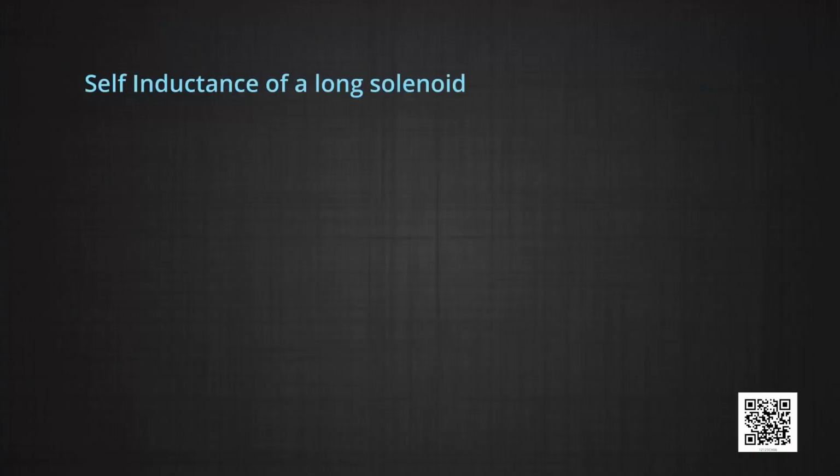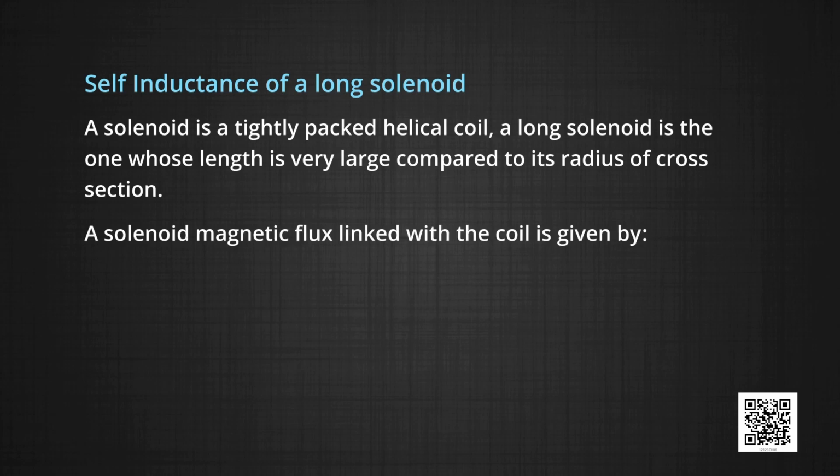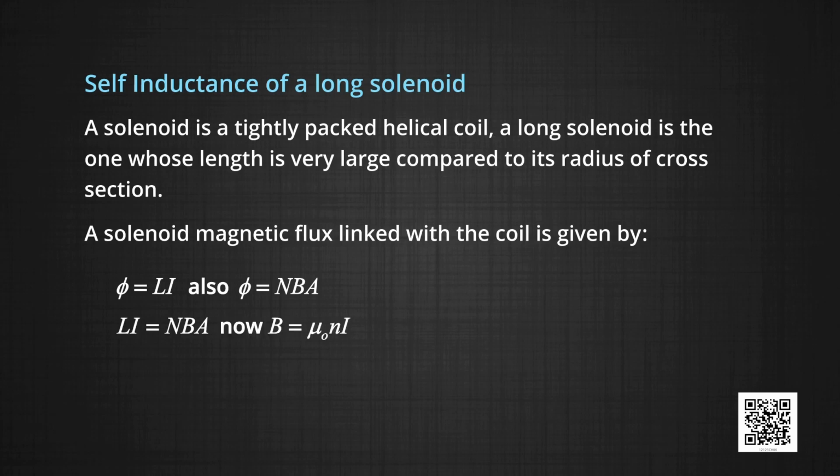Let us find out the self-induction of a long solenoid. A solenoid is a tightly packed helical coil. A long solenoid is one whose length is very large compared to the radius of cross section. We know that for a solenoid, magnetic flux linked with the coil is given by phi equal to L into I. Also, magnetic flux is defined as N into B into A, where N is the total number of turns and B is the magnetic field associated with the coil and A is the area of cross section. So, L into I is equal to NBA.